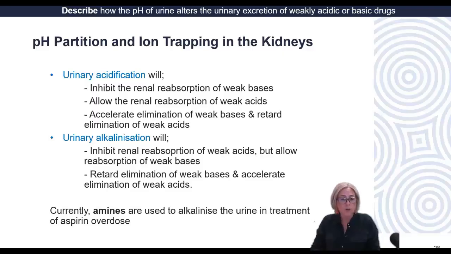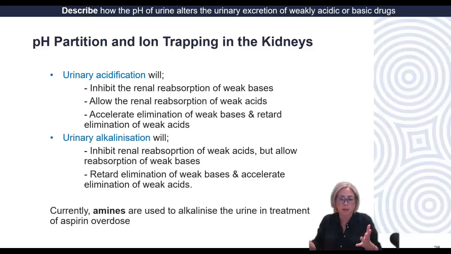On the other hand, if you were to make the urine more basic or alkaline, that will inhibit the renal reabsorption of weak acids, but allow reabsorption of weak bases, right? So it'll slow down the elimination of weak bases and accelerate the elimination of weak acids.